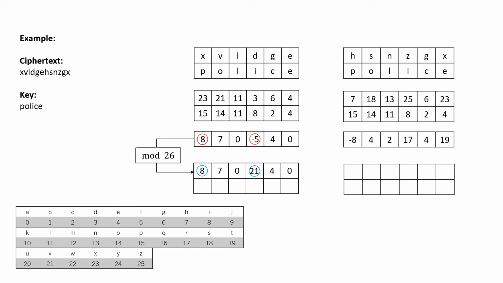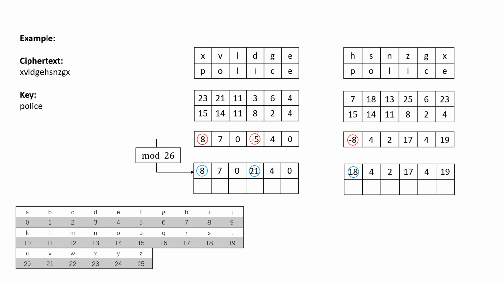And then we go to the first cell of the second block, again -8, 26 minus 8. Again, this is a hacky way. This is not a rigorous way of doing it, but that gives you the right answer, and that's 18. And again, 4, 2, 17, 4, and 19, we can just write them as they are.